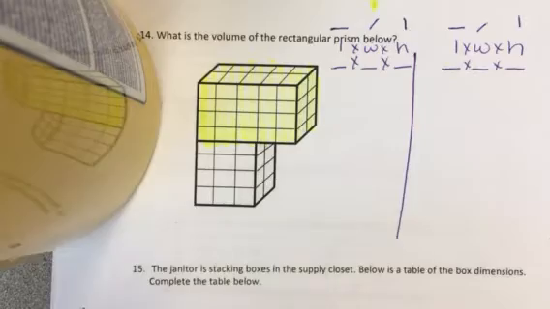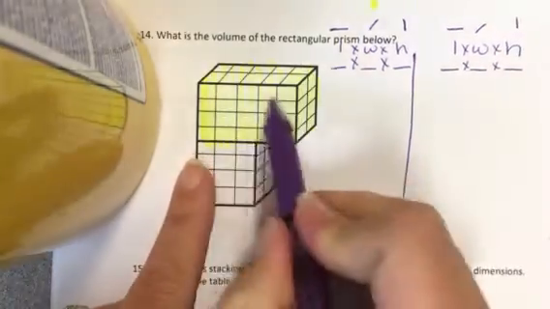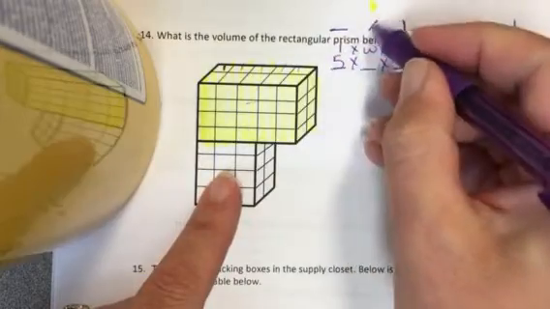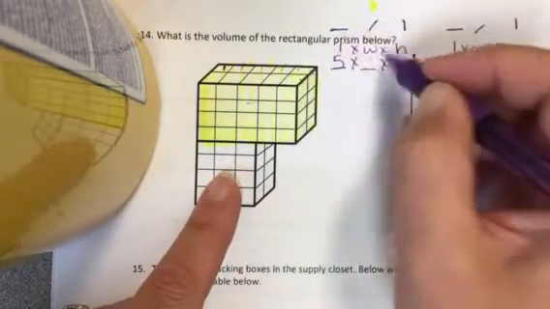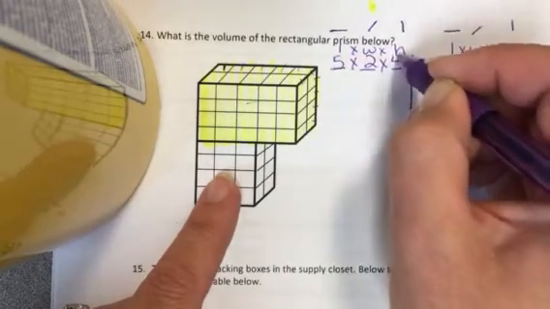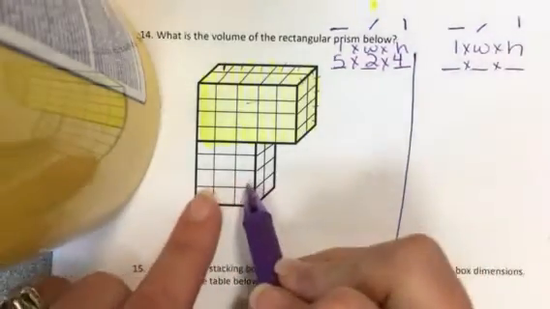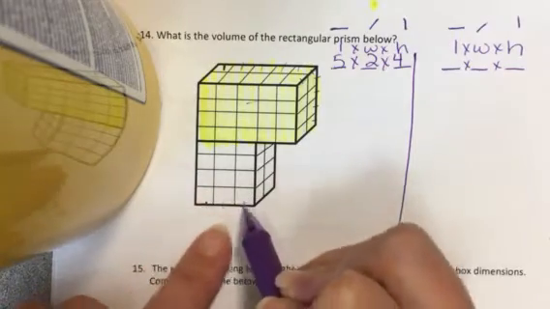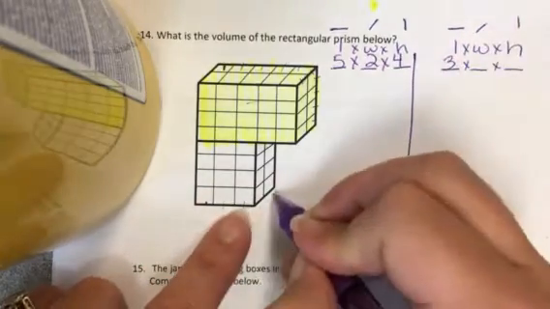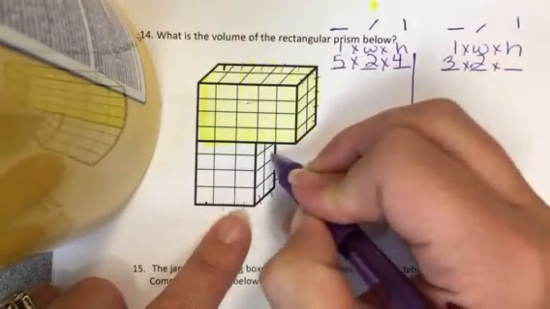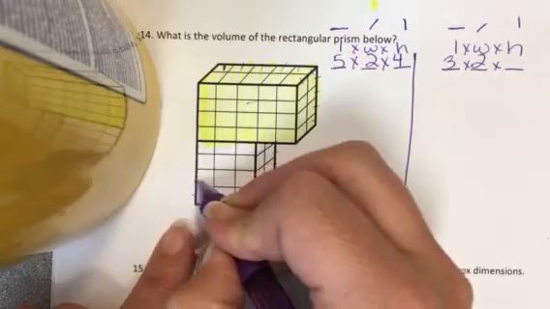All right, so let's look at it. Length goes straight across. 1, 2, 3, 4, 5. My width is diagonal. 1, 2. My height is straight up and down. 1, 2, 3, 4. Okay, let's look for the plain white one. Length is straight across. 1, 2, 3. My width is diagonal. 2. My height is straight up and down. 1, 2, 3, 4.